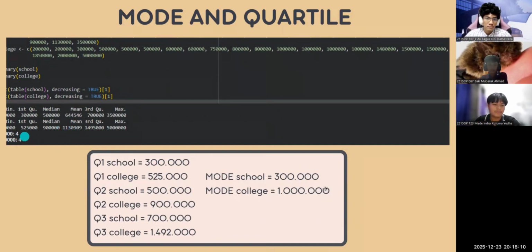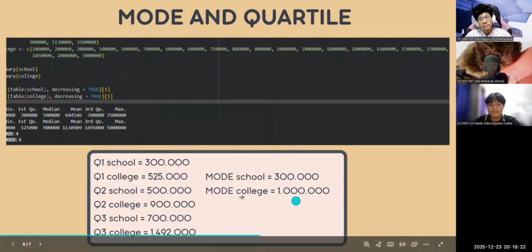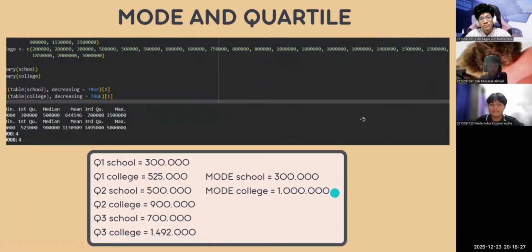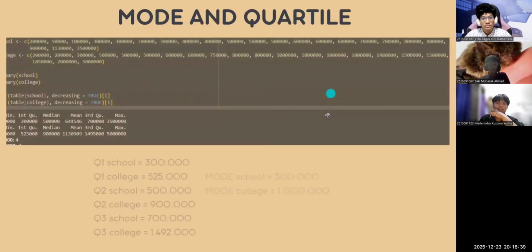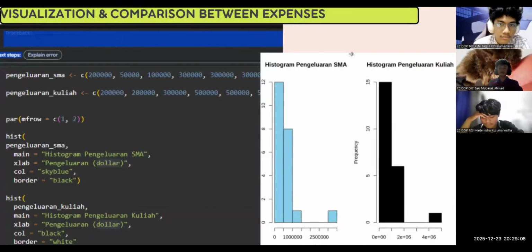So this is our mode. In mode school we have 300,000, and for mode college we have 1 million. So that's it for our data, which is the mean, median, mode, and quartile. So the next one. Thank you for the time.